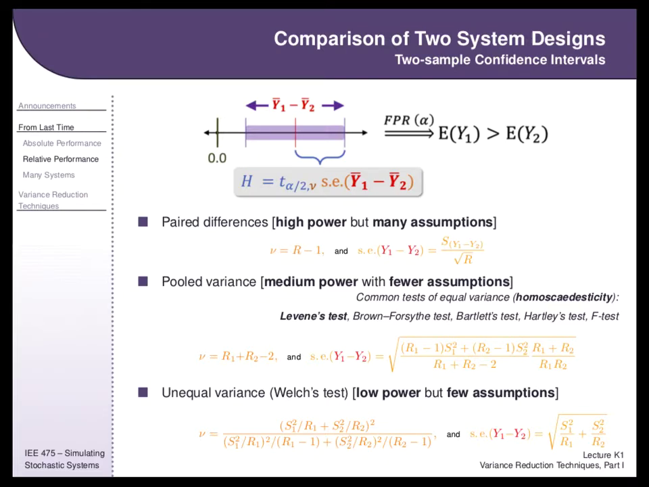And that has a little bit less power, but still pretty good power and fewer assumptions. And then I have another set of formulas for these degrees of freedom and the standard error. The only thing I know is that my outputs look normally distributed, but I can't say that their variances are equal, then I have a fallback. And that's Welch's two-sample t-test, which has a very complicated formula for the degrees of freedom, relatively simple formula for standard error of the mean.